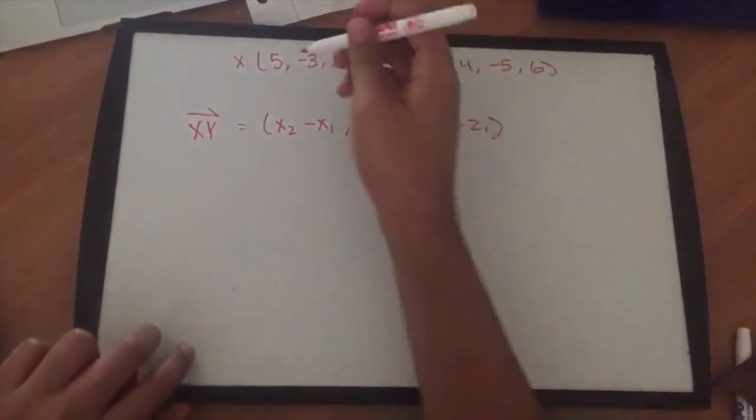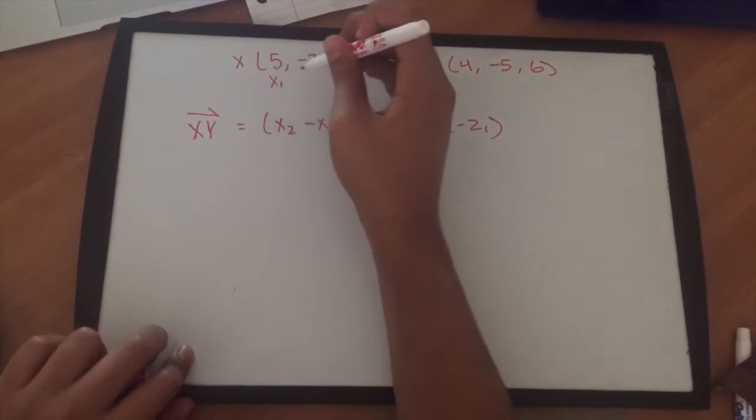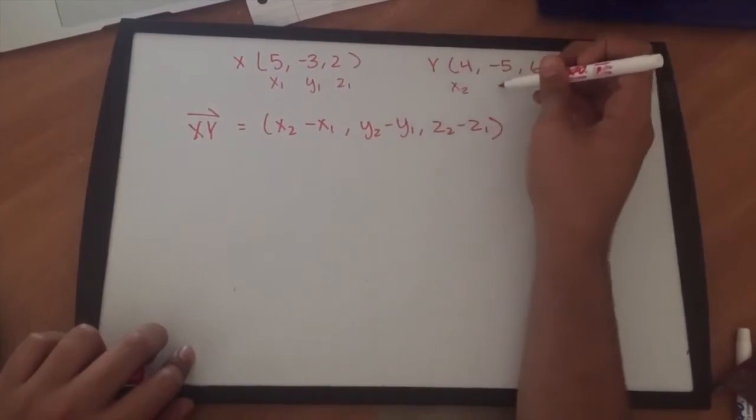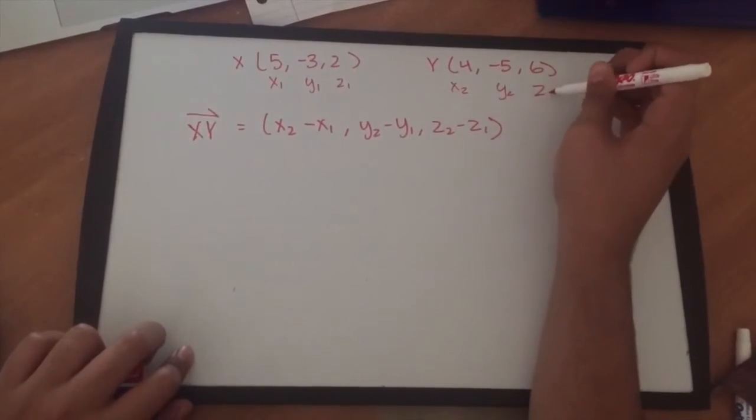Alright, to write the ordered triple for XYZ pairs, you use this equation. Plug in the numbers from the two pairs into the equation, and that's your answer.